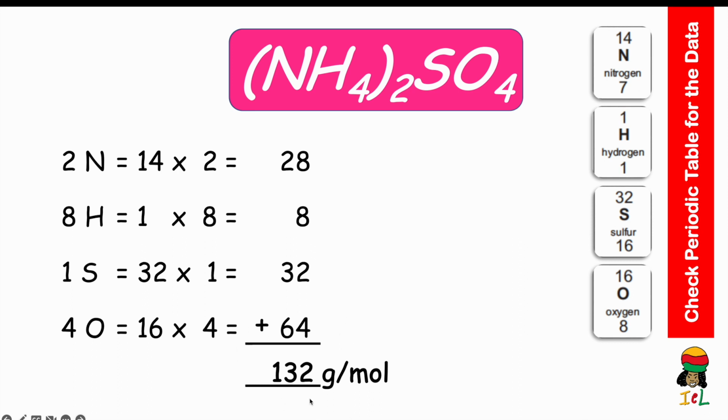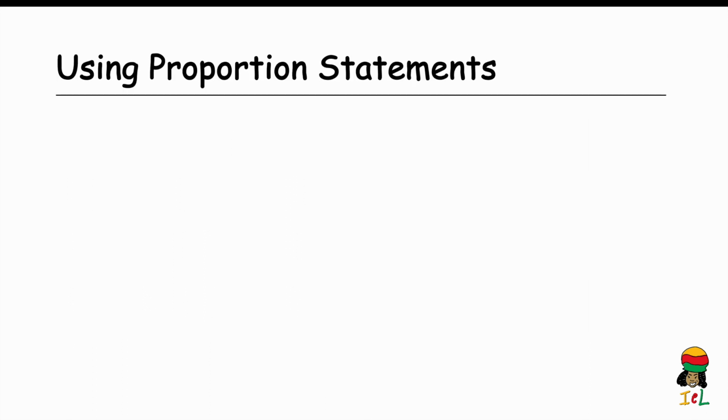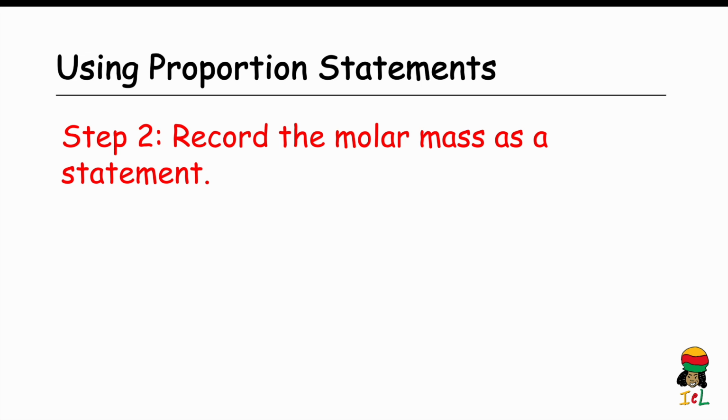When we work it out, we get 132 grams per mole for the molar mass of ammonium sulfate. If you're unsure how to do the calculation, review the video on calculating molar mass and relative masses. Now we're going to create our proportion statements. So for step 2, we are going to start by recording the molar mass as a statement.